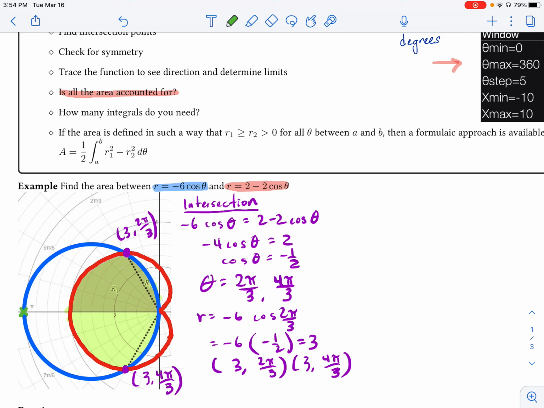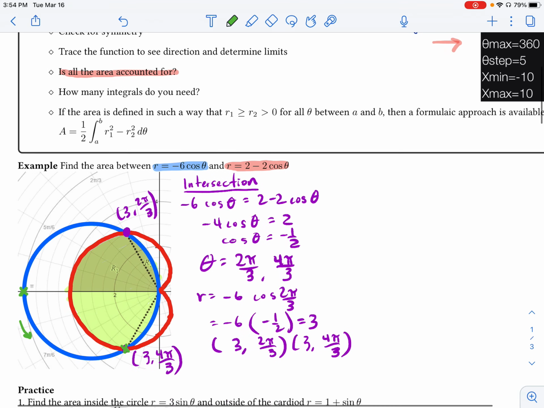And as theta starts increasing, if you hit the right arrow key on your calculator, you're going to notice that your cursor is going to start moving counterclockwise around your circle. But notice something interesting. When your cursor gets to this point right over here, notice the angle that it's telling you.